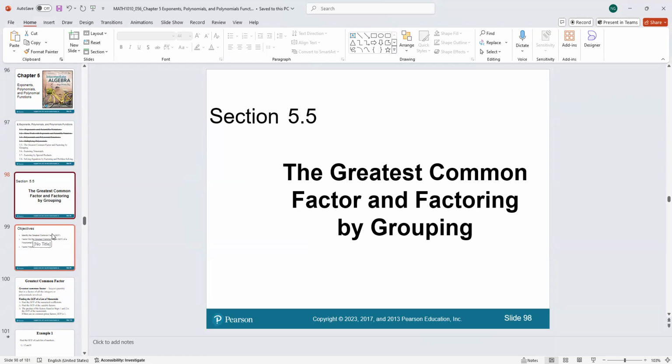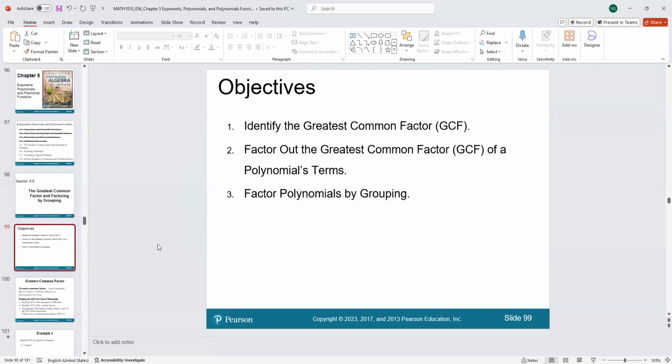One thing you need to remember about this section, and this chapter in general, is that factoring is a very important topic in algebra. It's the fundamentals of all other topics that we would cover in the future. In these sections, we're going to identify the greatest common factor, which we call the GCF. We're going to factor out the GCF of a polynomial's terms. We're going to factor polynomials by grouping.